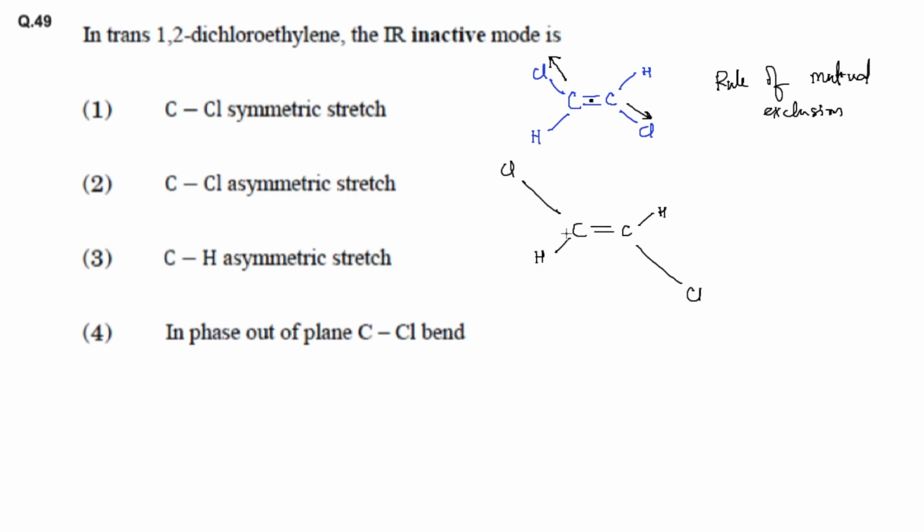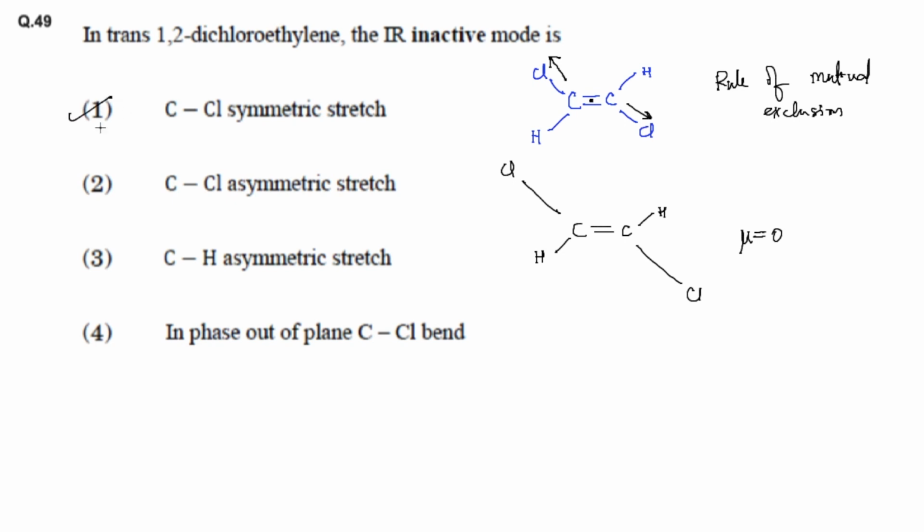So here if you look at the molecule, what is going to happen to the overall dipole moment? The overall dipole moment will be equal to 0, because the dipole moments of these two bonds are going to cancel each other out, right? So the overall dipole moment will be 0, and that's why the molecule will become IR inactive. Okay, so that's correct.